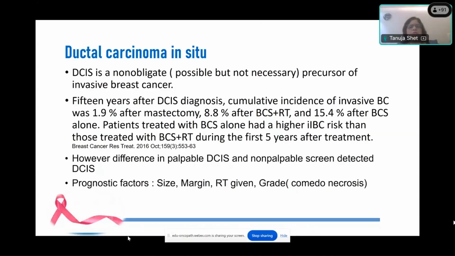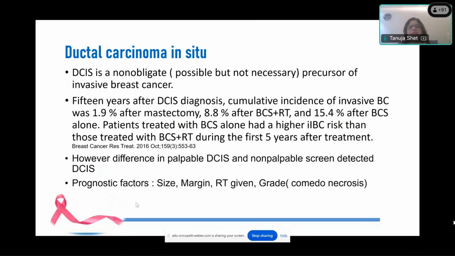So DCIS, in the frank form where we don't argue, is a non-obligate precursor of invasive breast cancer, and most women end up with an invasive carcinoma diagnosis in 2% of the cases after DCIS. Now, please remember, this is Western data. This is screen-detected breast cancer data, and I don't think this is applicable for India, but nevertheless, since we don't have Indian data, this is what we quote.